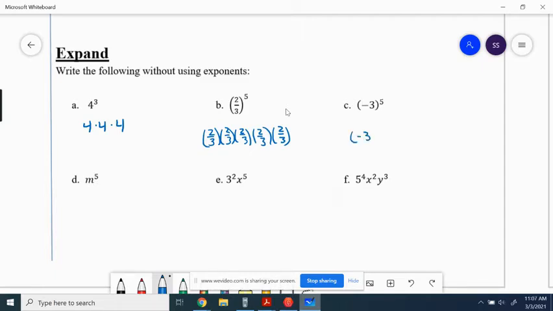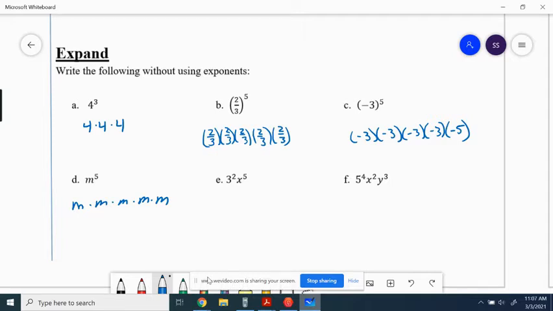So we want to make sure we put this in our parentheses. That's really going to be important when you're solving these, because your calculator won't recognize the negative in front if it's not in parentheses. D, we have m to the 5th, so this is just m times m times m times m times m. Pretty straightforward.